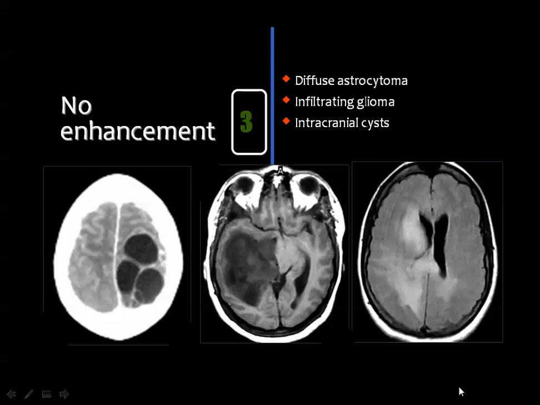No enhancement is seen in the diffuse astrocytoma, which is the tumor seen in the T1 weighted image, low signal in the T1, hypodense in the CT, high signal in the MRI T2 and the FLAIR, and if you inject contrast, the tumor will not enhance. Also, the infiltrating glioma or the gliomatosis cerebri, which is not seen in the T1 nor in the CT, and it will show no contrast enhancement.